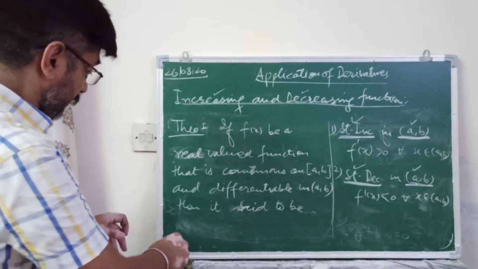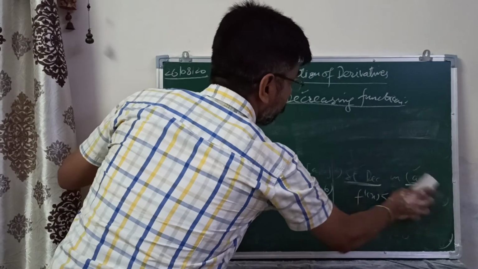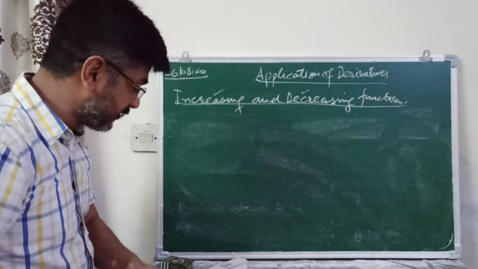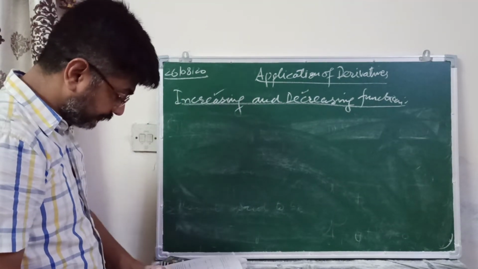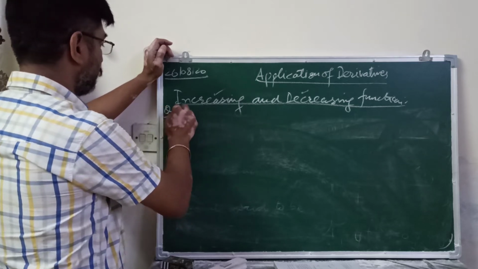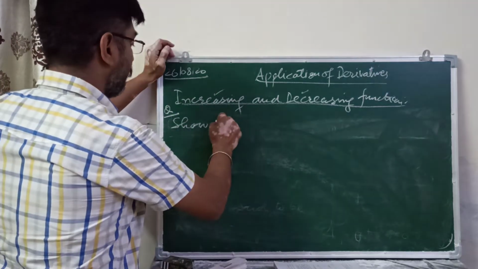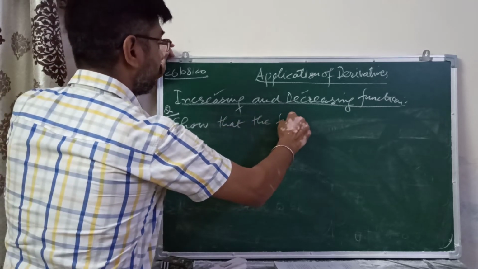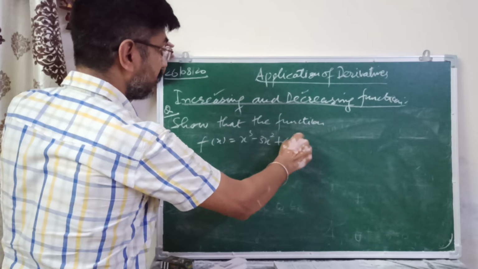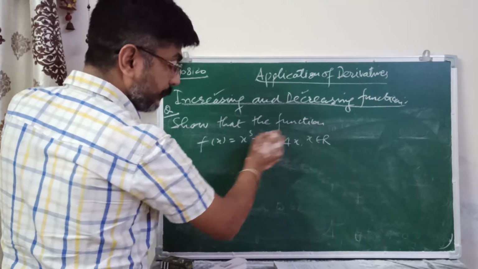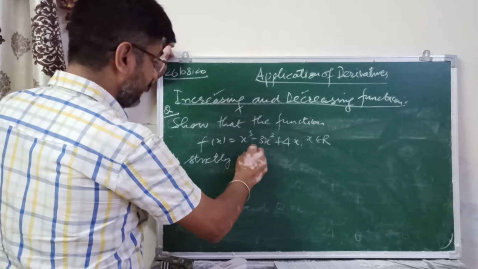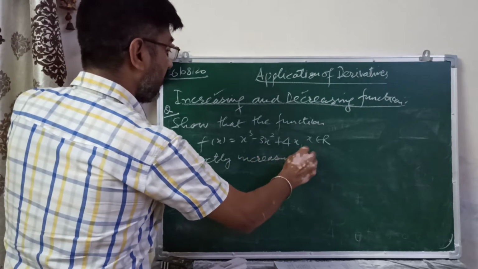Now we can do some questions. I want to take one question here related to increasing and decreasing function, and the question is like this: show that the function f(x) equals x cube minus 3x square plus 4x, every x belongs to real numbers, is strictly increasing on R.